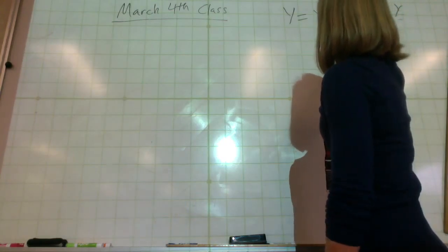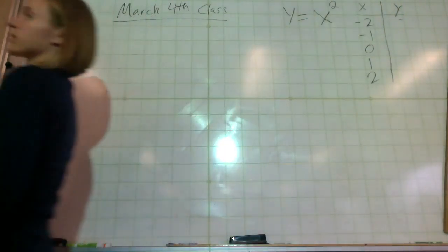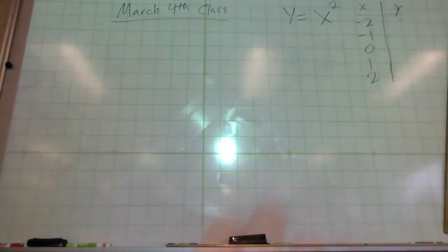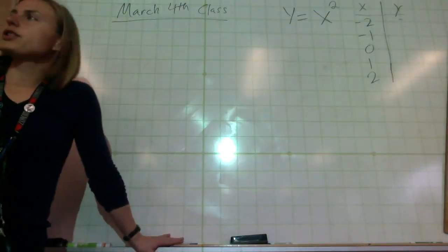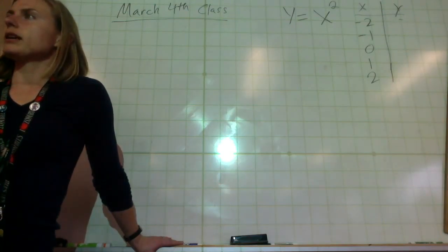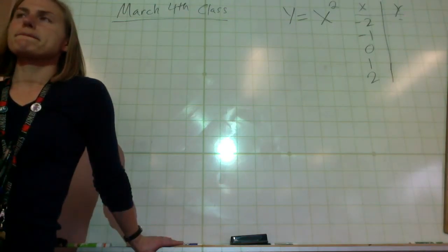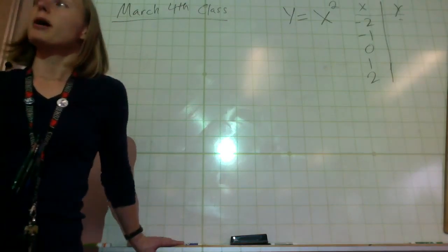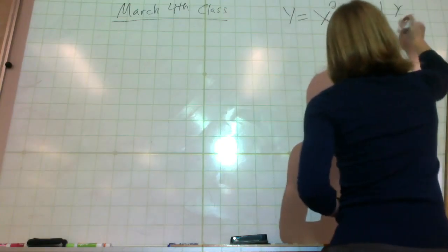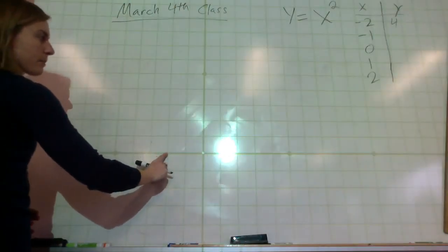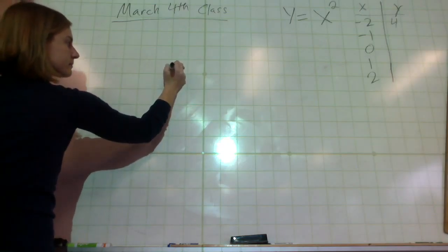But what if this equation is x squared? Great. So I put in negative 2. Negative 2 times a negative 2. Four. Positive four, right? So I put in a negative two, and I'm going to get positive four.